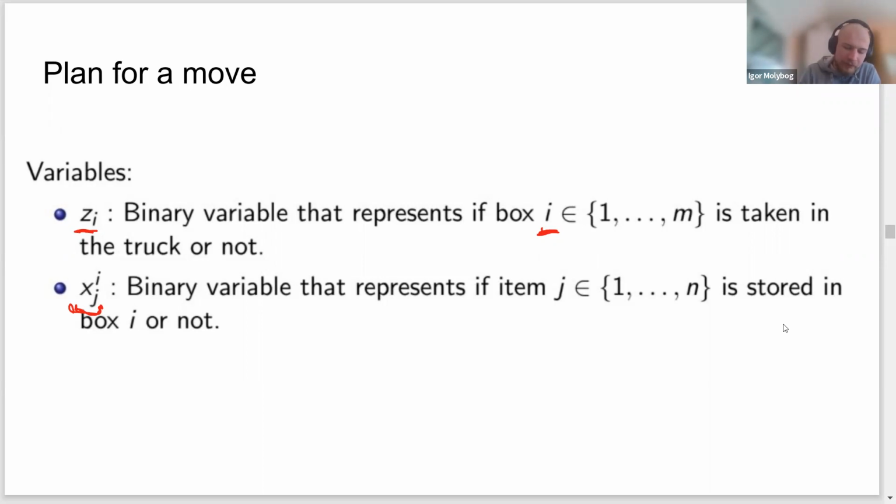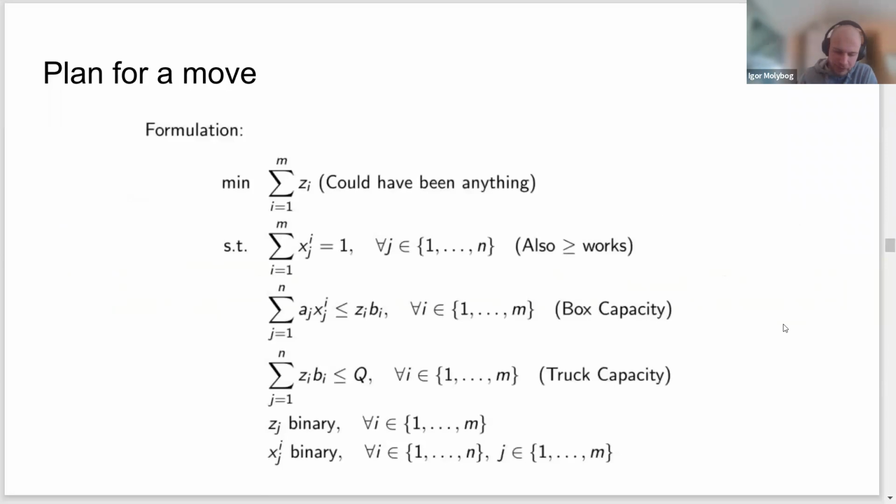So basically, both of these variables Xij and Zi are binary variables. Therefore, our eventual problem is going to be binary, which is good. The formulation is the following.